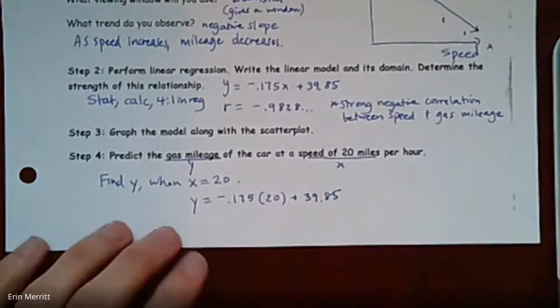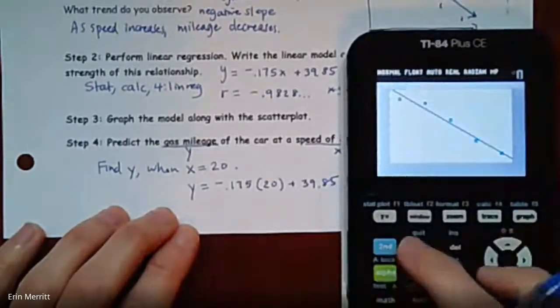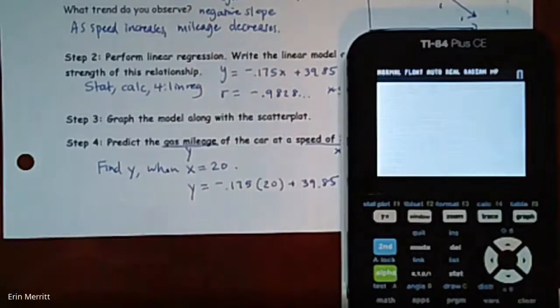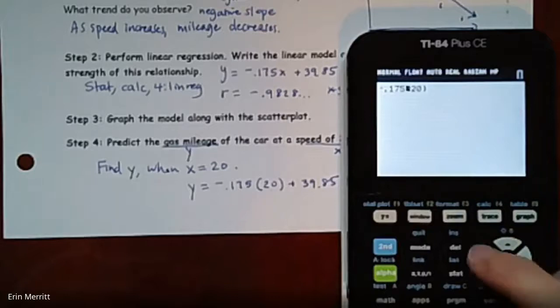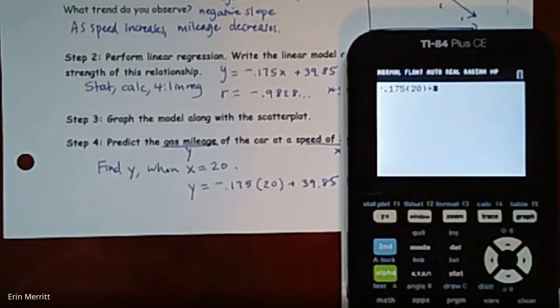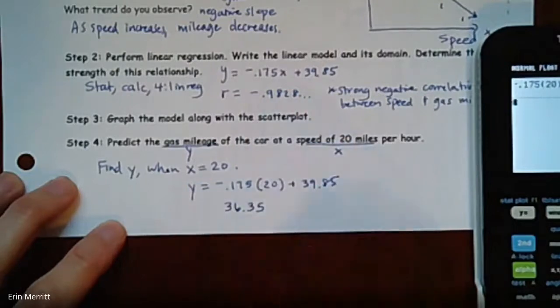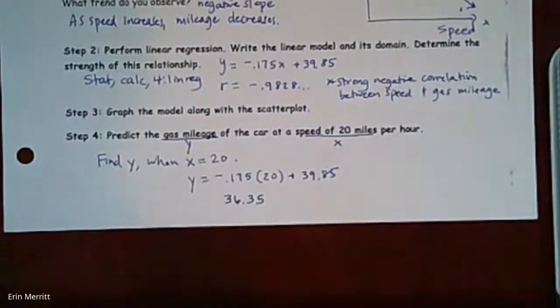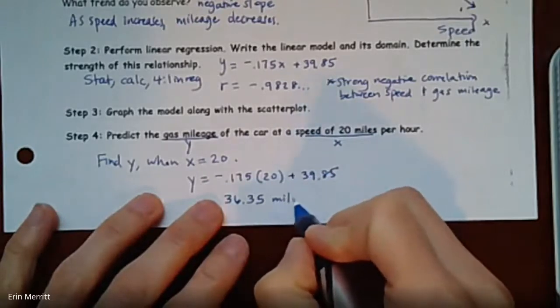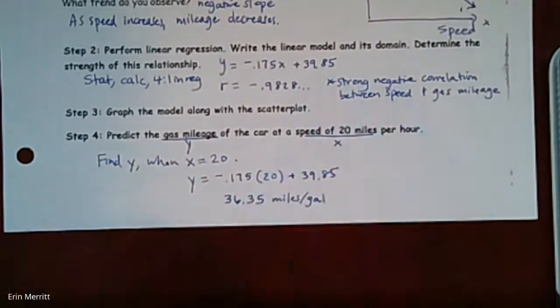All right. So right here, I can go to my home screen and I can do a little calculation. So I can do negative 0.175 times 20 and then add to that the 39.85. And I come out with 36.35. And now you got to think about what that is. That's the gas mileage. So the gas mileage is miles per gallon. So they're saying if you drive along slowly at 20 miles an hour, then you could drive 36 miles per gallon, right?